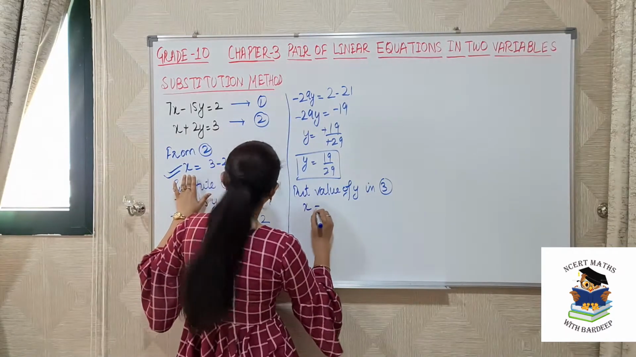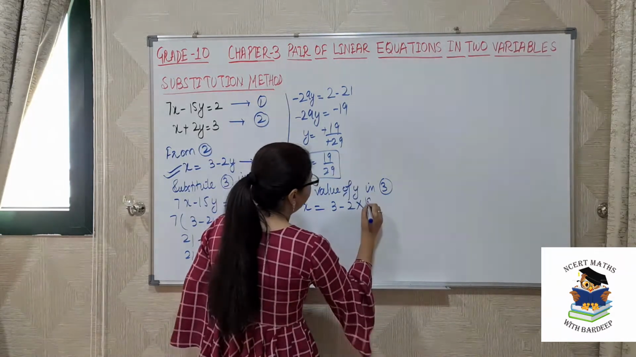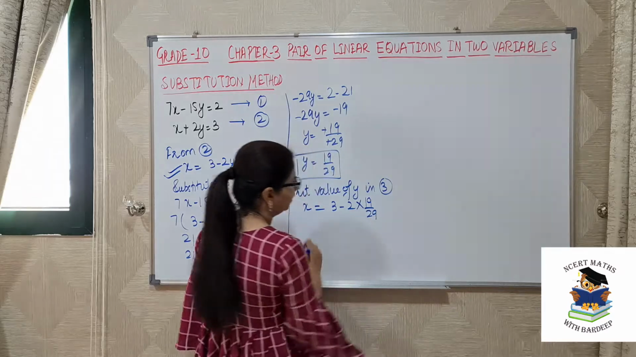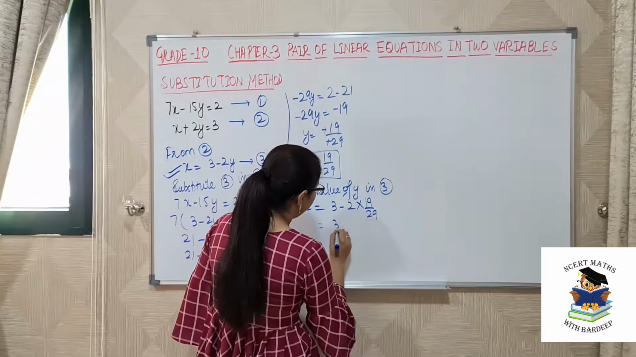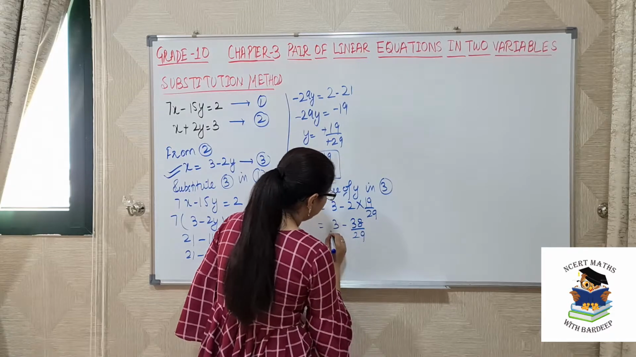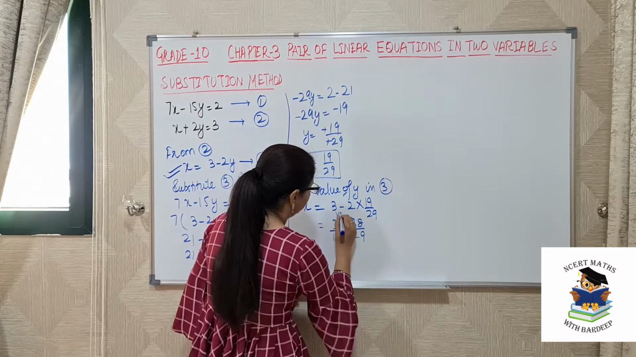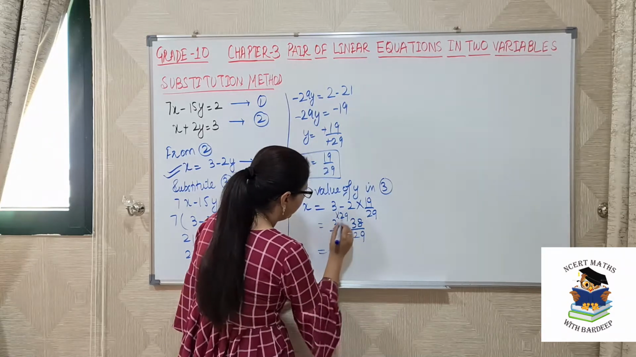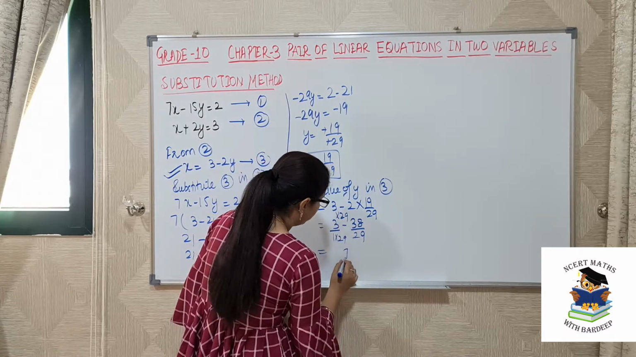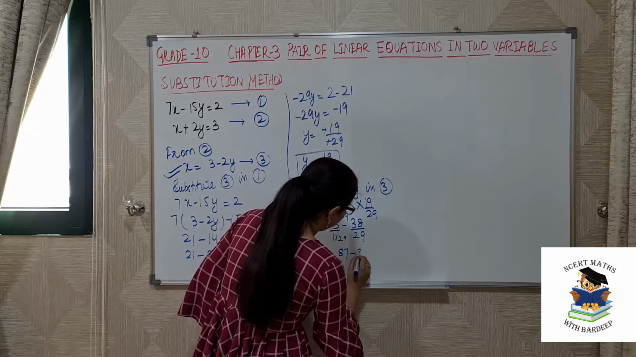This is x equals to 3 minus 2 times y. Y is 19 by 29. So here it is 3 minus 38 over 29. We will take LCM. So this is 29, 29. So what is the value of 29 into 3? 9 3s are 27, 2 3s are 6 and 1, 87.